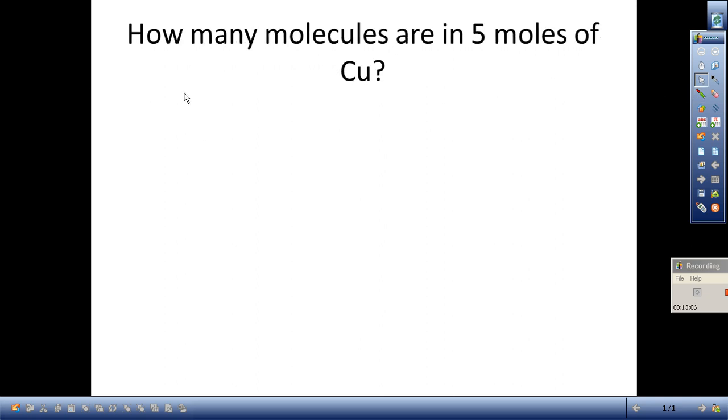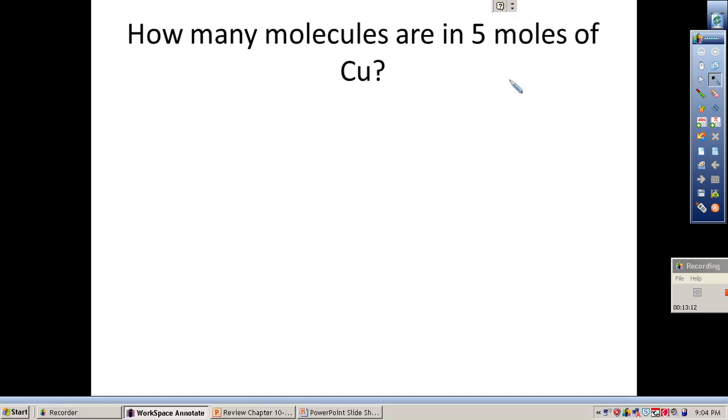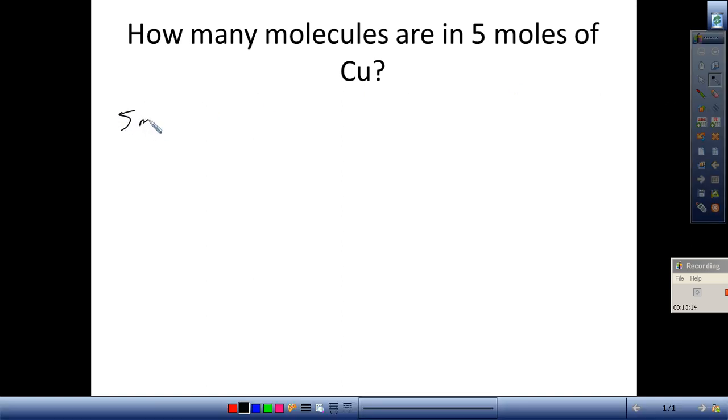Alright, and our third type, how many molecules? Well, 5 moles of copper. How many molecules in there? Well, I don't want moles of copper, so I put it down here. I do want how many. I want a quantity. So molecules up here. It's actually atoms, but that's okay.